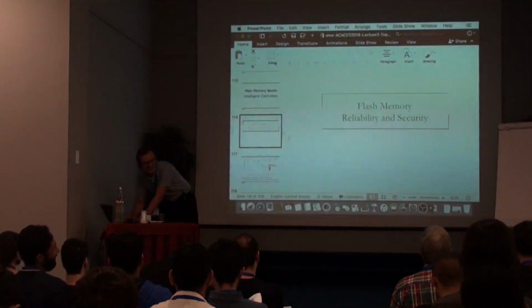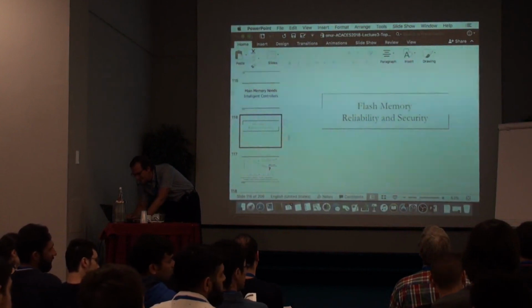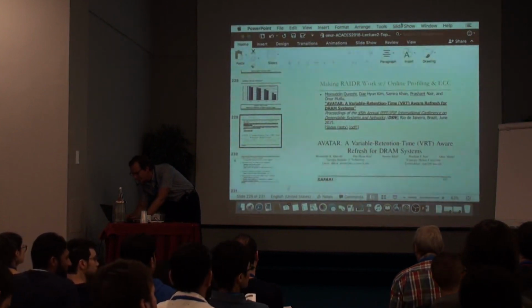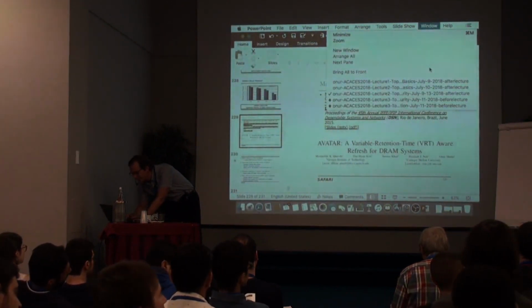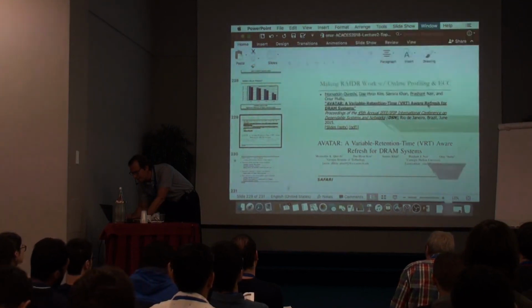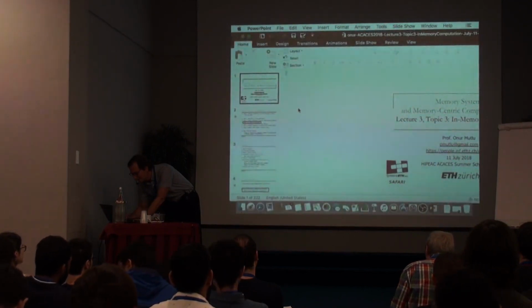This is a really good time to ask questions. Yes? When you showed the distribution of the variable retention time, that it's so large. Yes. Is there any relationship between where physically on the chip that cell is?